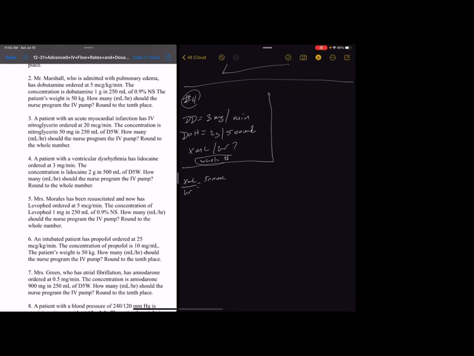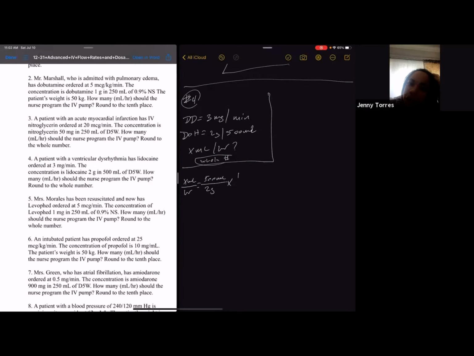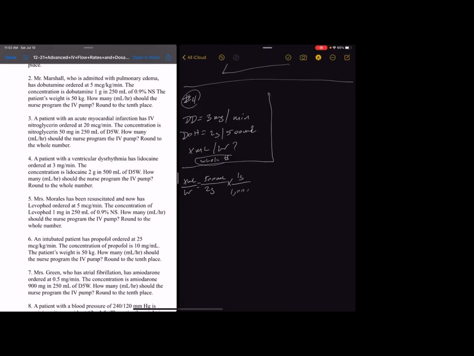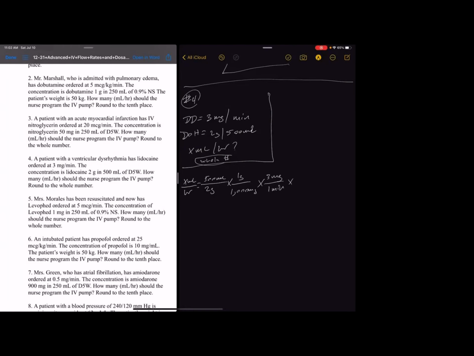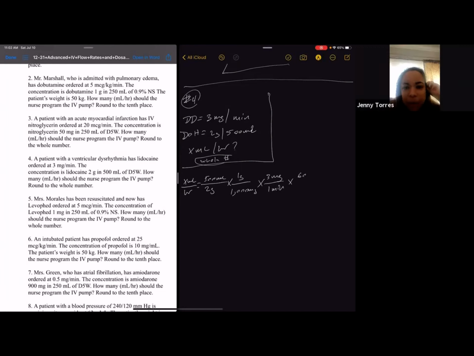500 mLs over 2 grams. Very good. We don't need grams, we need milligrams. So how are we going to convert grams to milligrams? 1 gram over 1,000 milligrams. Very good. And now we have milligrams on the bottom, but we need milligrams on the top to cancel it out. So in our box we have 3 milligrams over 1 minute. Very good. But we don't need minutes, we need hours. So how are we going to cancel it out? 60 minutes over 1 hour.